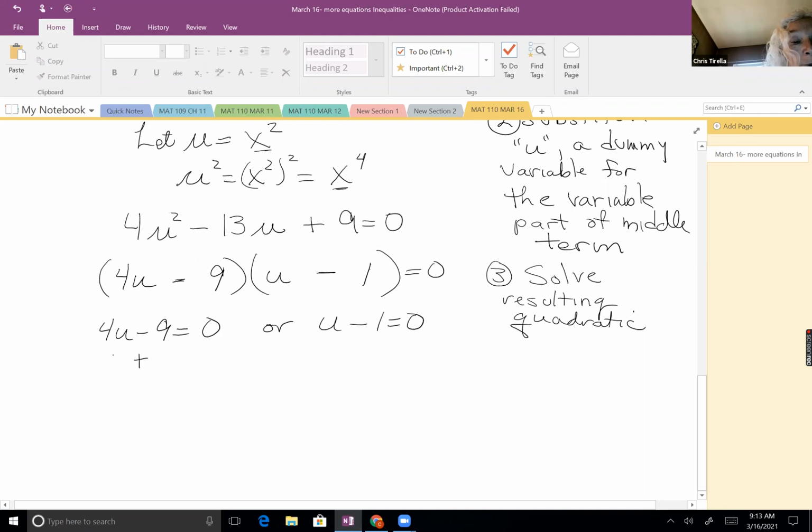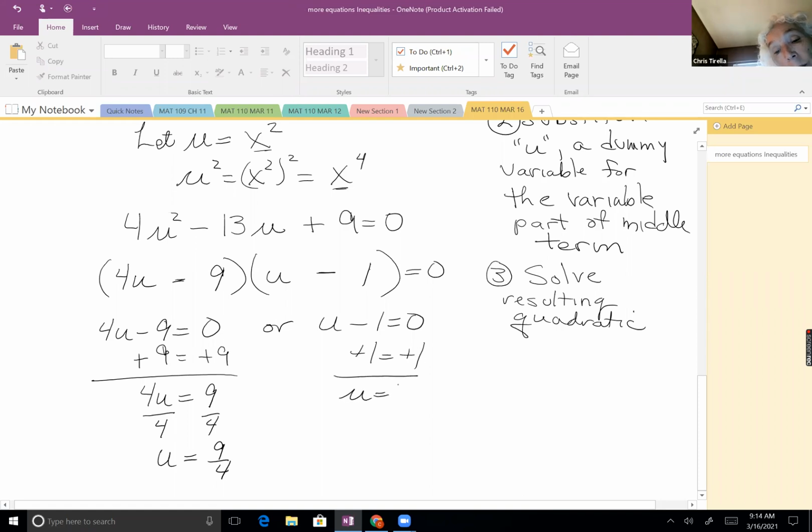On the left, where I have 4u minus 9 equals 0, I'll add 9 to both sides. It gives me 4u equals 9. And then I'll divide by 4 to get u equals 9/4. And the other one, I'll add 1 to both sides. And I'll get u equals 1. And so we've solved for u.